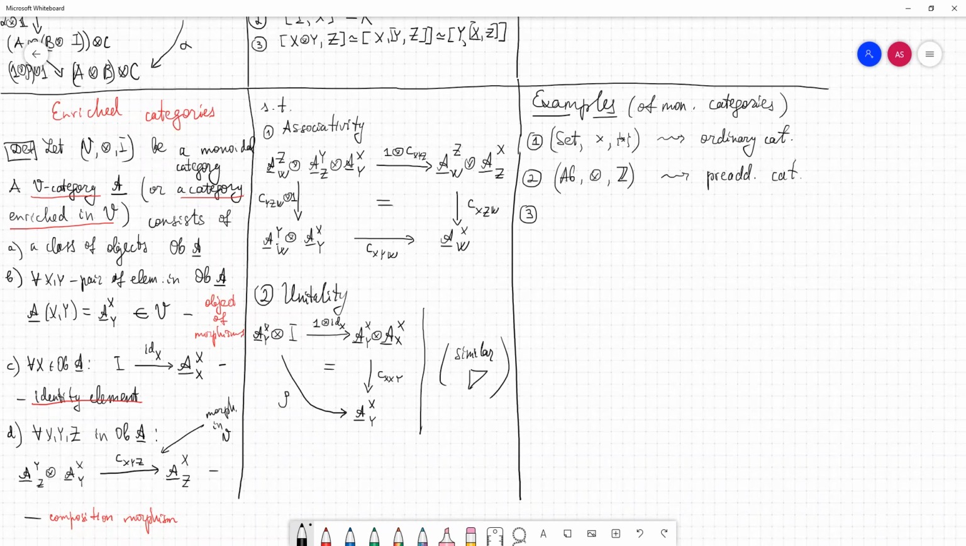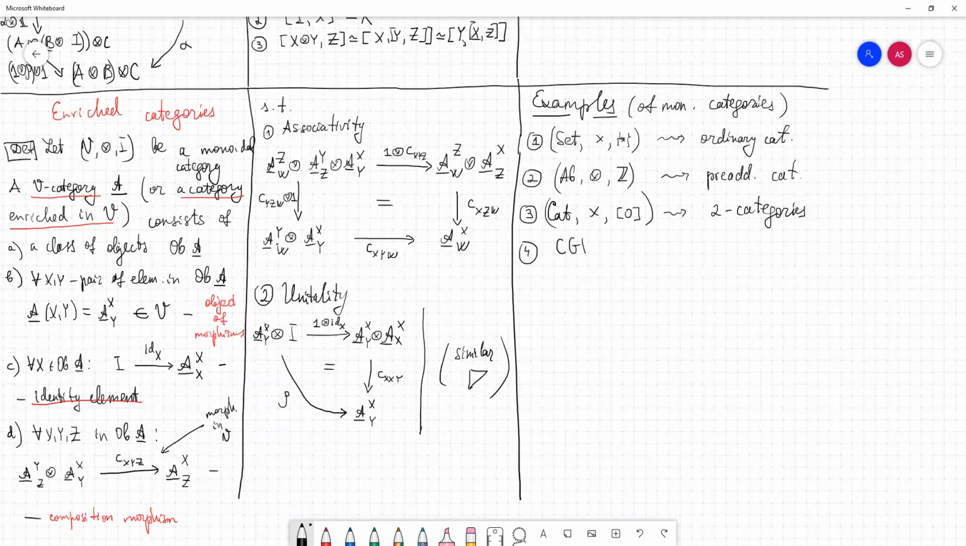Well, third one is the category of small categories, Cartesian product of small categories and the trivial category. This gives us 2-categories.